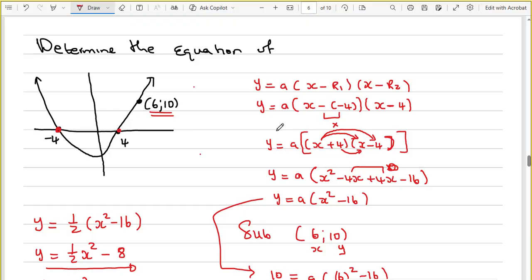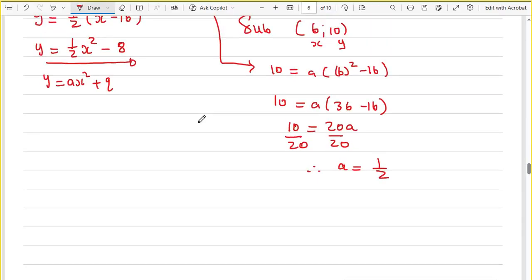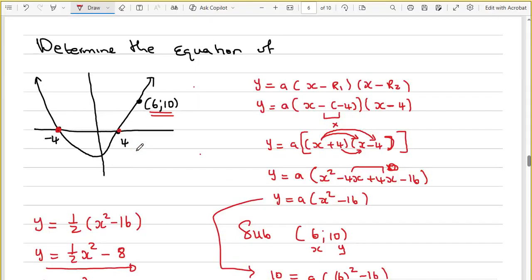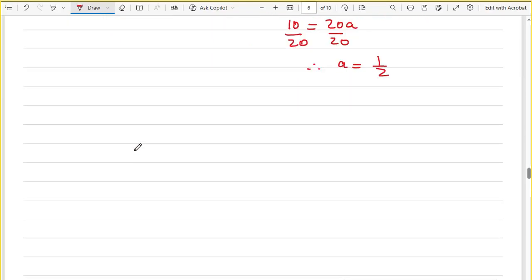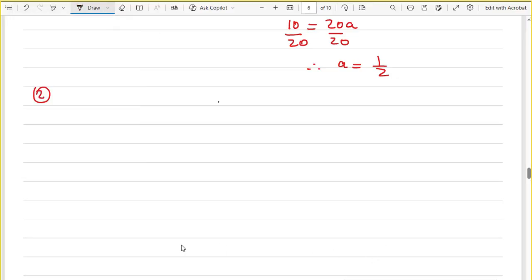Are you sure you are following? Yes, sir. Because we still have other two types to discuss. Already we are on type 2. So let's do another example, right? Yes. Okay, let's do another example.